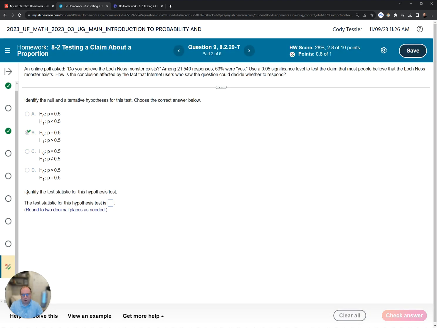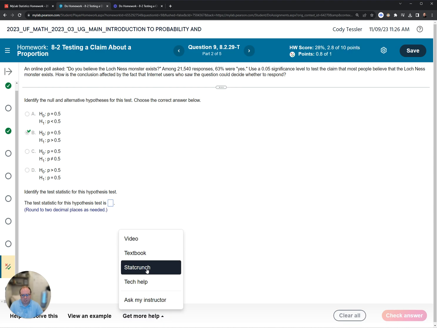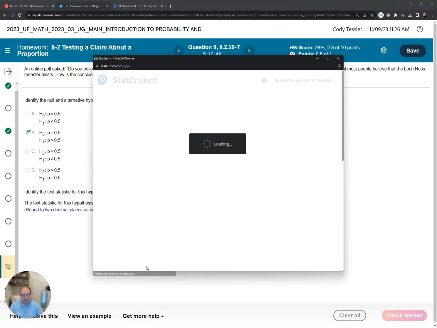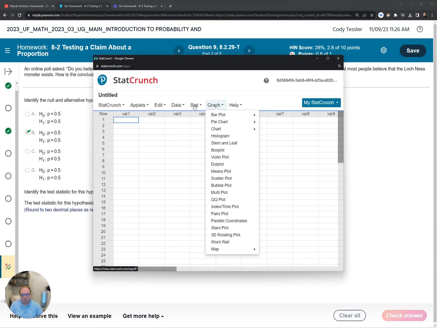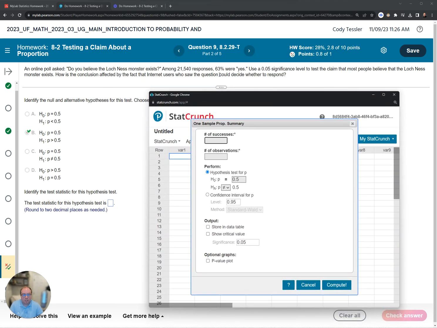So in the second part of the question, we're asked to identify the test statistic for this hypothesis test. So it's a technology problem, so to do that, we're going to look at using StatCrunch as it's built right in. And then under Stats, I'm going to go to Proportion Stats, One Sample. And then here, we're not given the raw data. We're already told that, let me check, 63% said yes. So we want to be careful here.